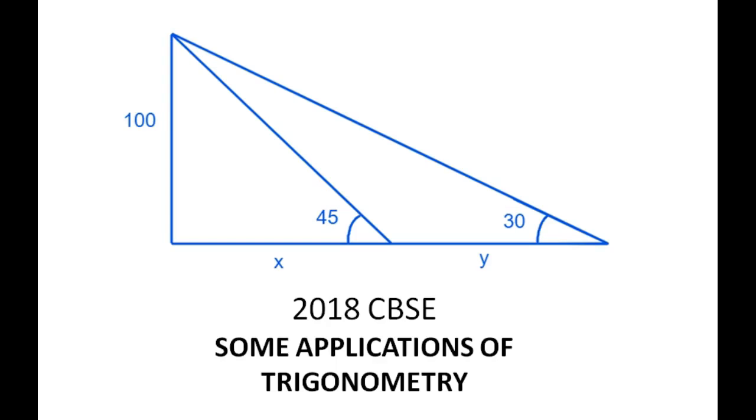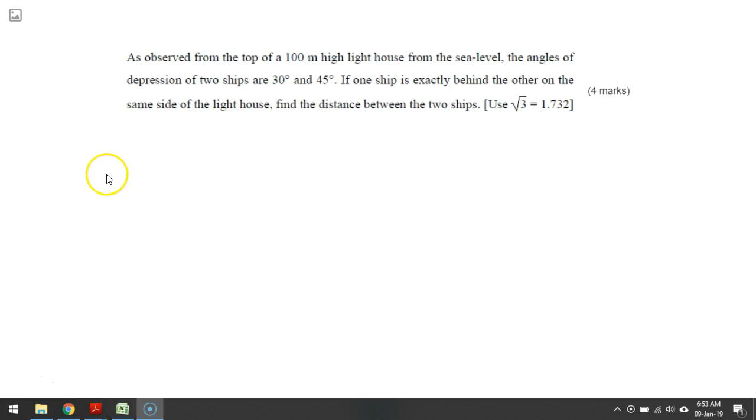In this video, we are going to solve the only problem that came in the 2018 question paper from the lesson Some Applications of Trigonometry. It's a 4-mark question. As observed from the top of a 100-meter high lighthouse from the sea level, the angles of depression of two ships are 30 and 45 degrees. If one ship is exactly behind the other on the same side of the lighthouse, find the distance between the two ships. Use root 3 equals 1.732.